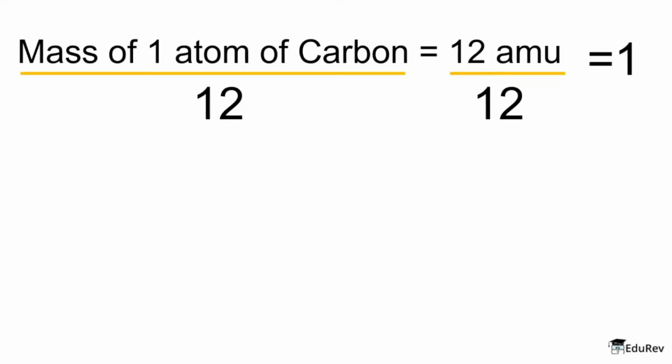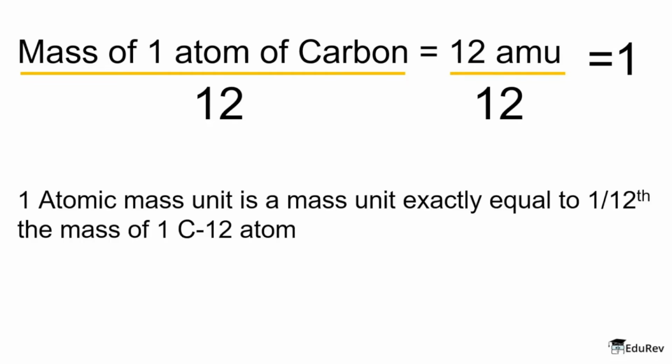And this, my friends, exactly is the definition of 1 atomic mass unit. So on the right hand side you see 1, which is equal to 1 atomic mass unit. Initially hydrogen was 1 atomic mass unit, now carbon is 1 atomic mass unit, but by making carbon as 1 atomic mass unit, what we have done is we have divided the mass of one atom by 12 on the left hand side, right? So basically 1 atomic mass unit is exactly the mass unit equal to 1/12 the mass of one atom of carbon 12, and this, my friends, is the definition of 1 atomic mass unit.